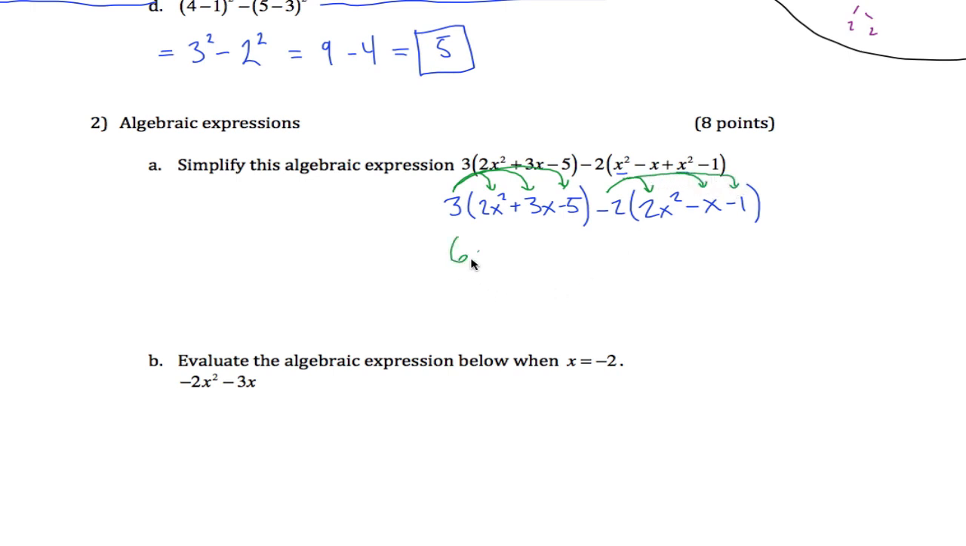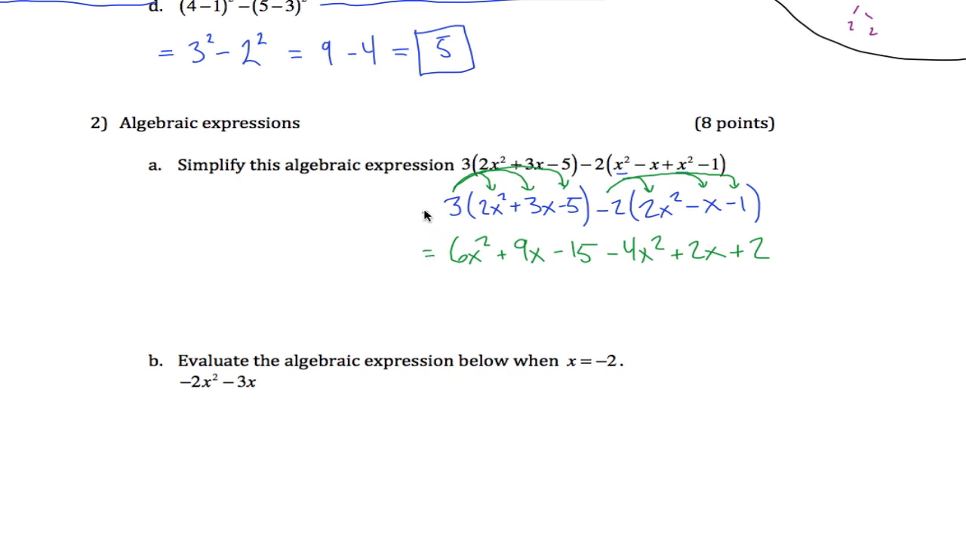So what we get is 6x squared plus 9x minus 15 minus 4x squared. Negative 2 times 2 is negative 4. Negative 2 times negative 1 gives you plus 2x. I think that's a tricky one. I could see a lot of people getting that wrong, but a negative times a negative is a positive, and this is 1x. Negative 1x. And negative 2 times negative 1 is positive 2.